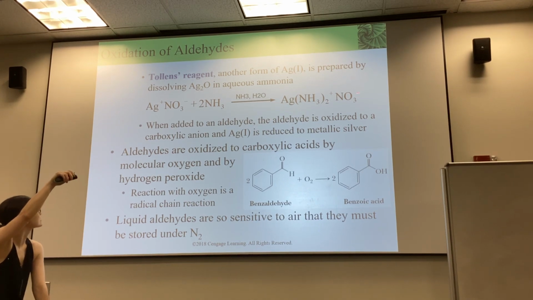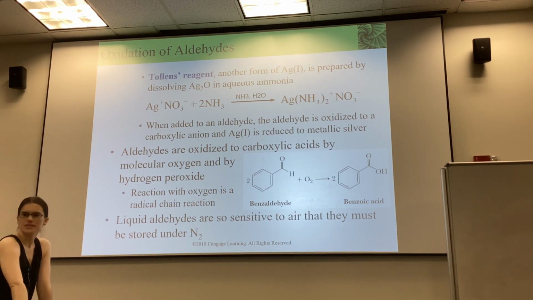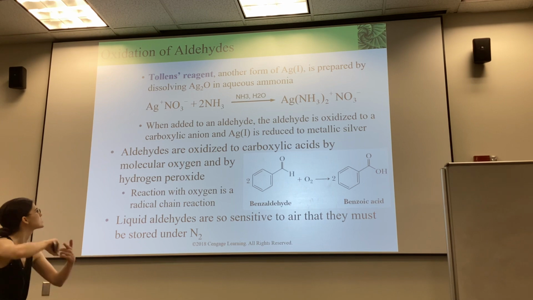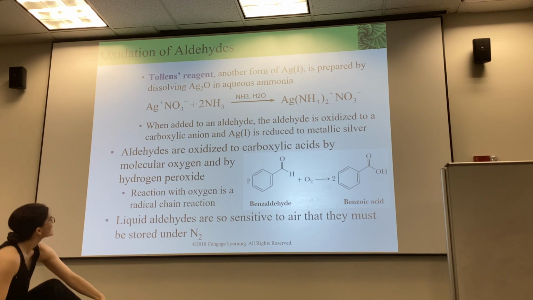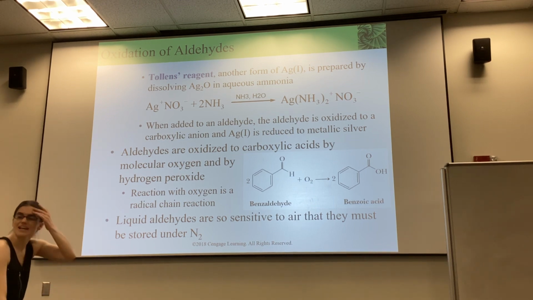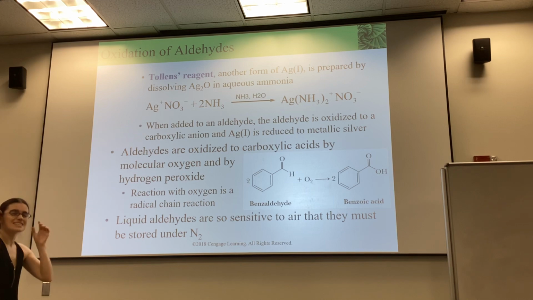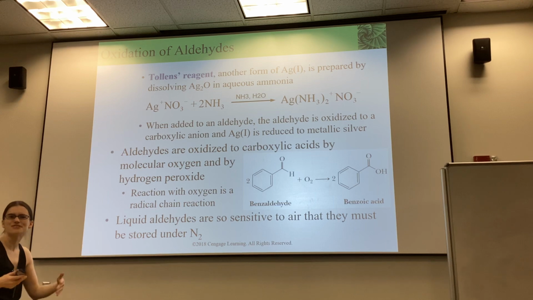This part, this is a Tollens reagent. That's how you make a Tollens reagent. And same thing, when you add it to an aldehyde, it's going to oxidize to a carboxylic anion, and silver 1 is reduced to metallic silver. So if you put everything into the bottom of a flask really gently, and then instead of really mixing it, you just roll it back and forth and tip it so it covers everything, then you get a nice silver mirror finish on the inside of whatever glassware you wanted. And I don't know, it's kind of nice.